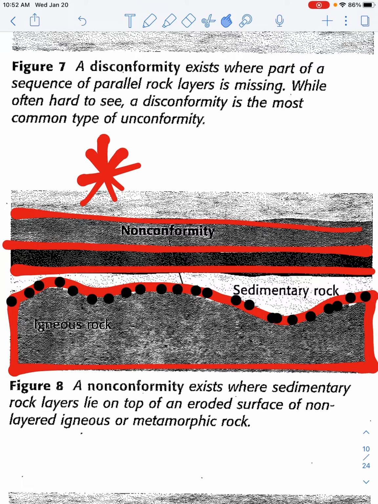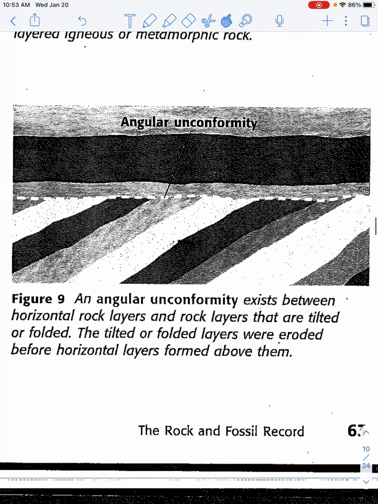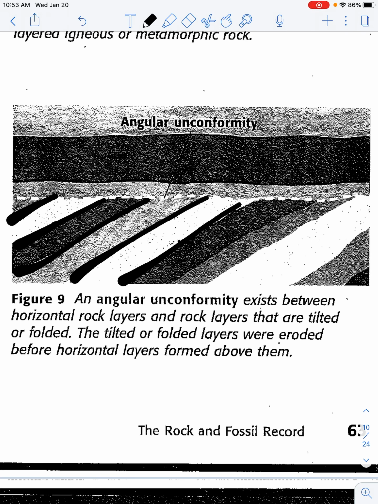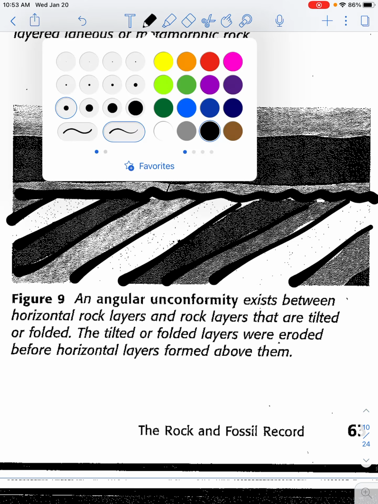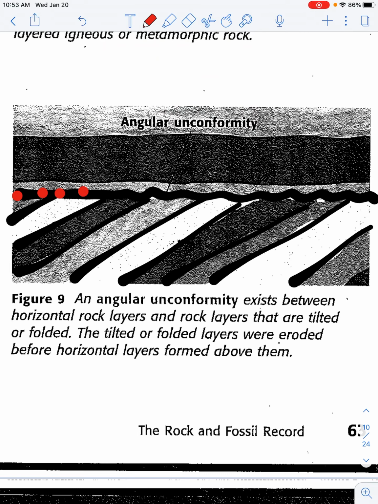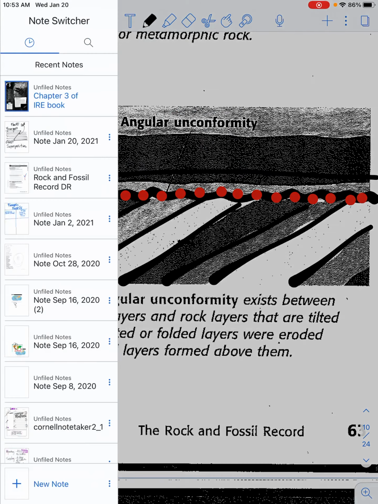And then if we scroll down, an angular unconformity is kind of cool. I think it's neat. Basically what happens there is that you've got layers that are tilted, and then you've got an eroded area. So you can see right along there. And then the layers above it are at a different angle, and that's called an angular unconformity.